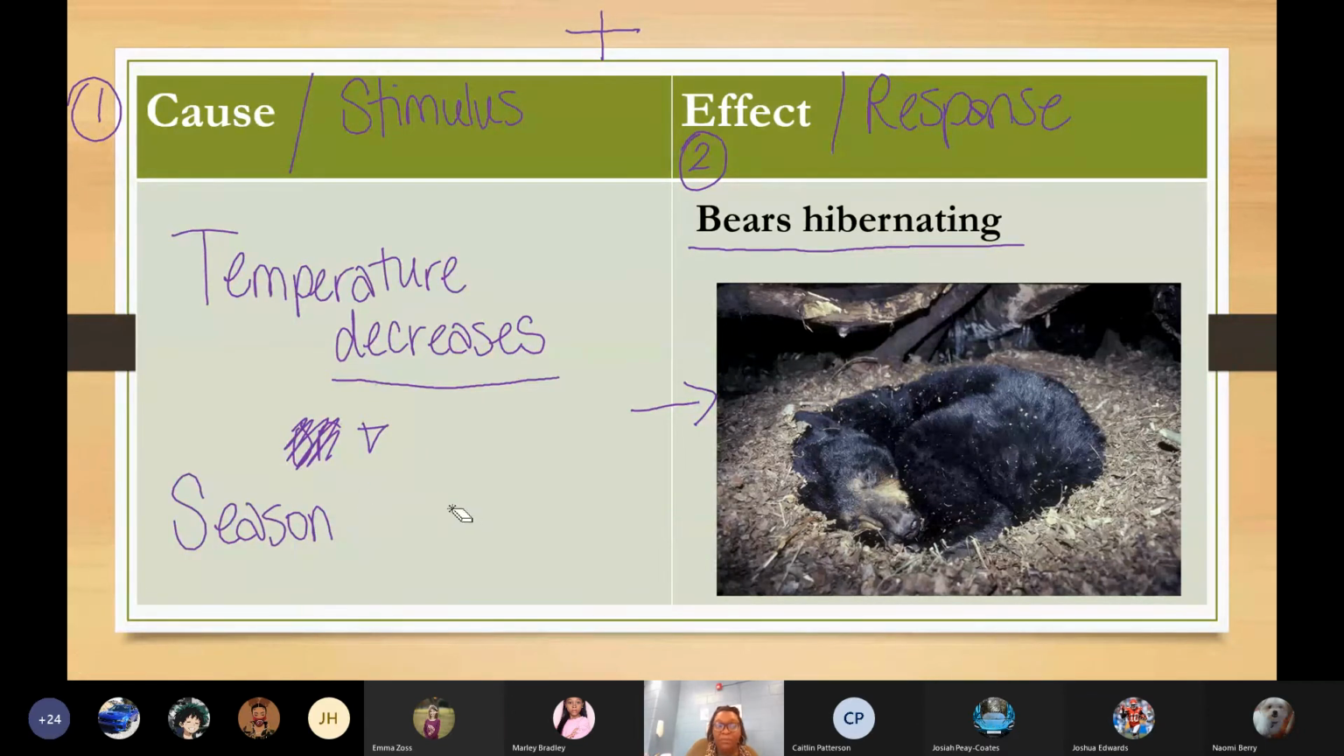So for your graded assignment tomorrow, you're going to be completing cause and effect charts where you write in what causes the bear to, what causes organisms to respond differently. You'll be completing that cause and effect chart. So that's why we're practicing with it today during our live lesson. So seasonal changes or temperature decreases, okay? This is what causes that bear to hibernate.